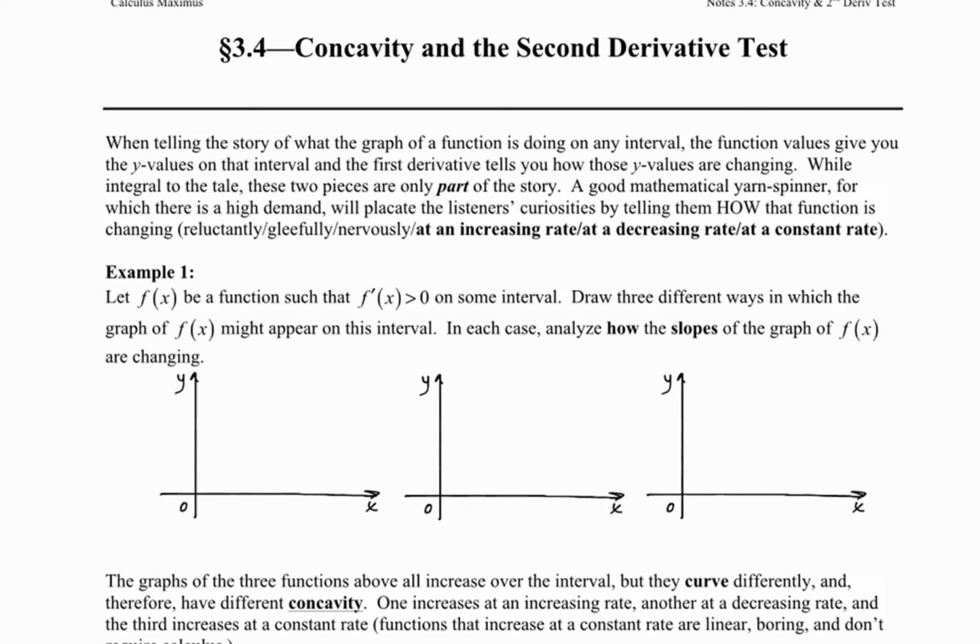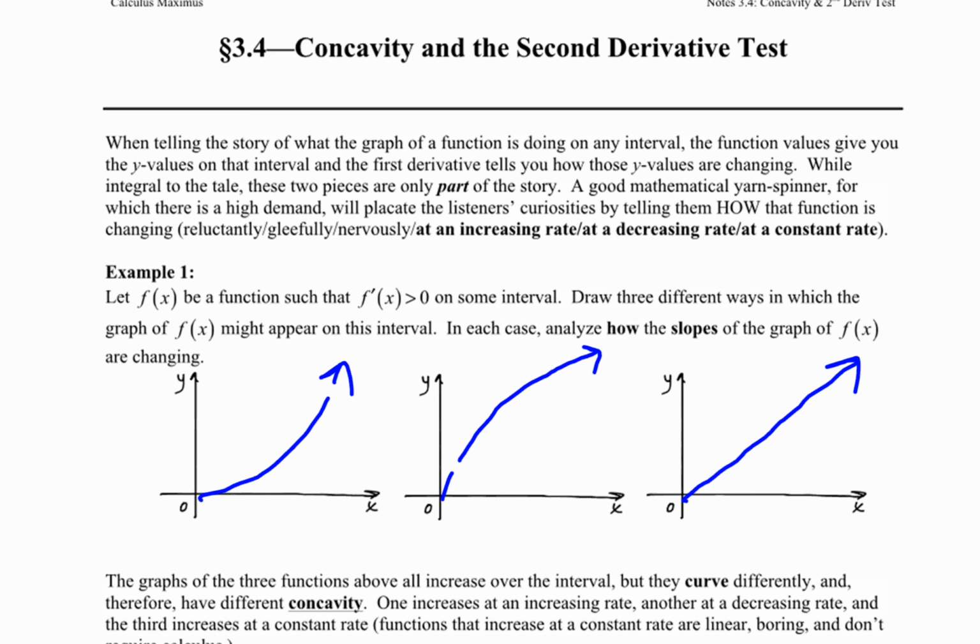So let f of x be a function such that f prime of x is positive on some interval. It means the function needs to be increasing. So 3 ways that we could have increasing would be maybe something like that, or it could be increasing this way, or maybe it's increasing at a more constant rate.